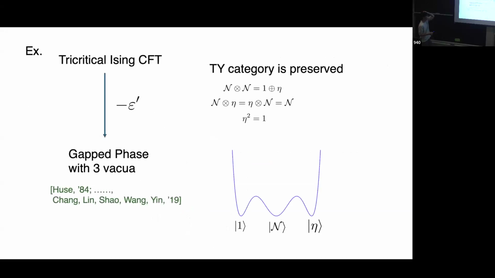Here it's better to give the simplest example for our scenario. The simplest example is the tricritical Ising model, which has two kinds of non-invertible categorical symmetries. The first one is the Fibonacci category, and the second one is the Tambara-Yamagami category. Here we deform this tricritical Ising model by the primary operator epsilon prime with negative sign. Firstly, we show that this primary operator commutes with all topological lines in the Tambara-Yamagami category. From this, we can say that this deformation preserves this Tambara-Yamagami category. Then the IR phase of this deformation is a gapped phase with 3 degenerate vacua.